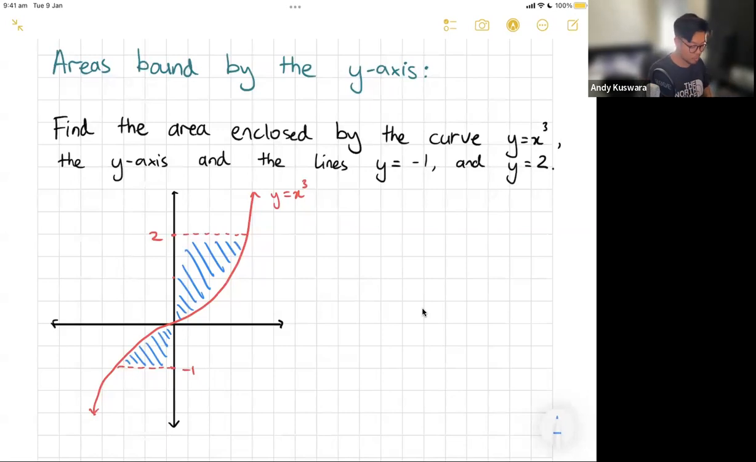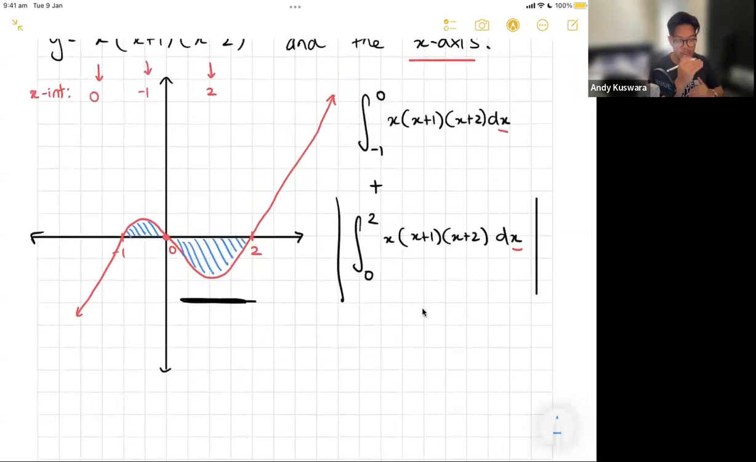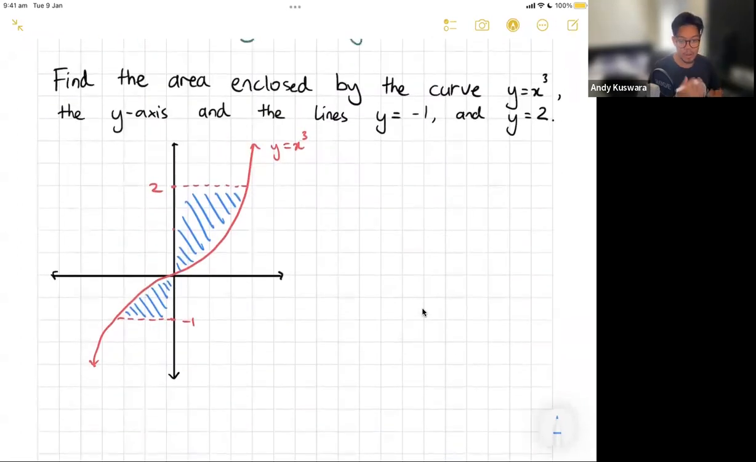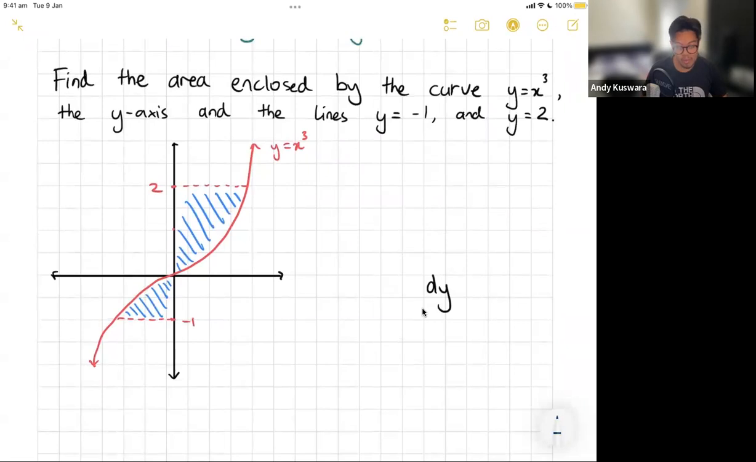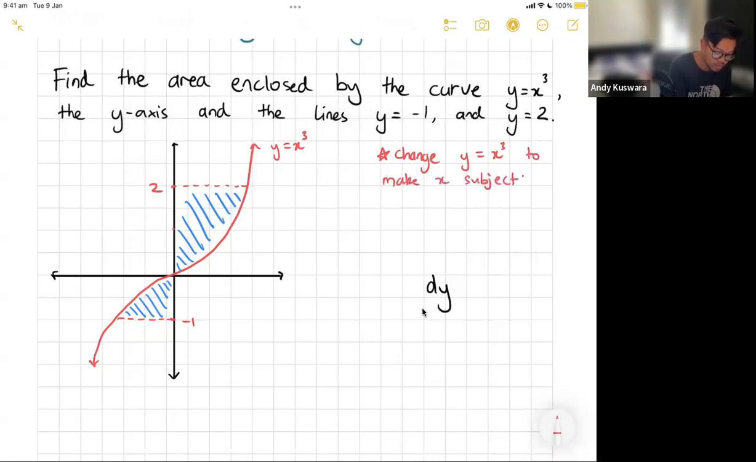Now, see how it's different from the previous one? The previous one, we're bound by the x-axis. This time we're going to be bound by the y-axis. So if we're bound by the y-axis, immediately I need to be thinking, oh, I'm probably going to integrate with respect to y rather than with respect to x. So that tells me I have to change, and I'll write this down, y equals x cubed to make x the subject. Okay, that's all I'm trying to do. So if y equals x cubed, x is just going to equal y to the power of a third. And that will be my equation.